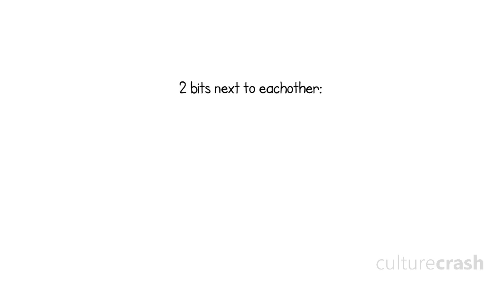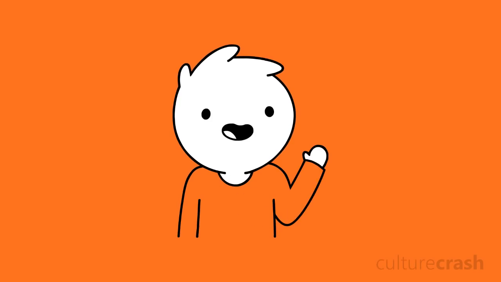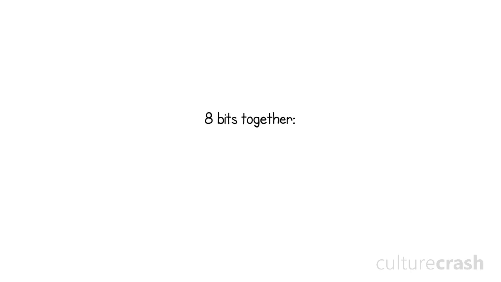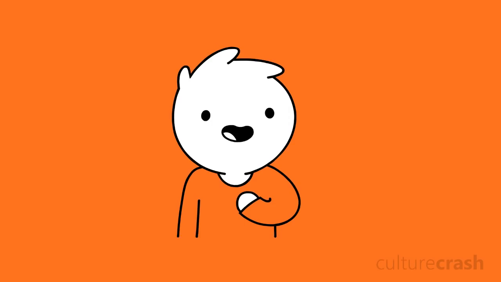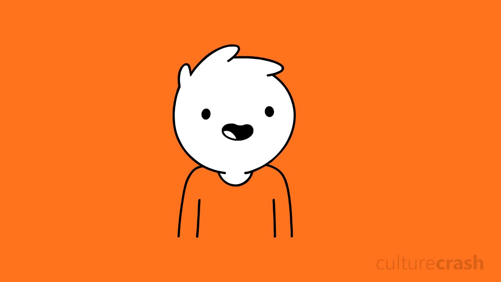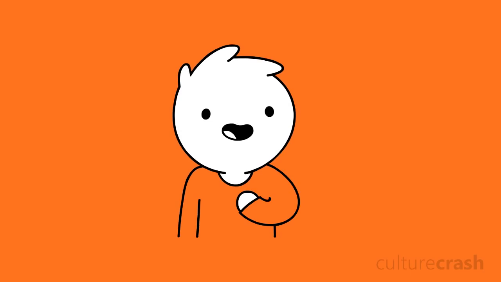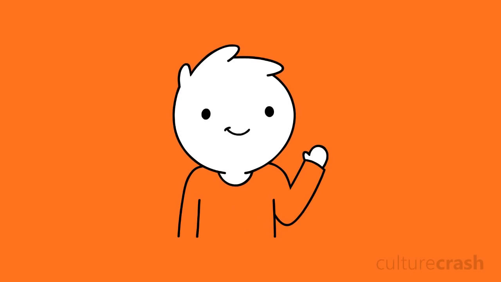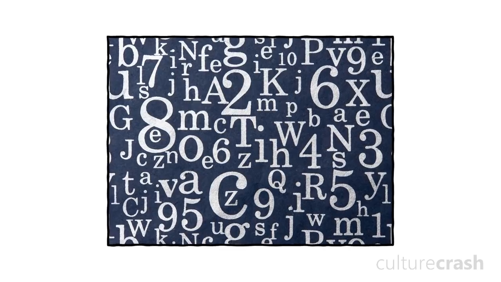Let's move on. If we put two bits next to each other, we now have four combinations: 1-1, 1-0, 0-1, and 0-0. The more bits we add, the more information we can communicate. If we put 8 bits together, we have 2 to the power of 8 different combinations. That's 256 unique arrangements. In computing, 8 bits together are called a byte, a term that may be more familiar to you. These bytes are used to represent typographic symbols, like letters and numbers that humans understand.